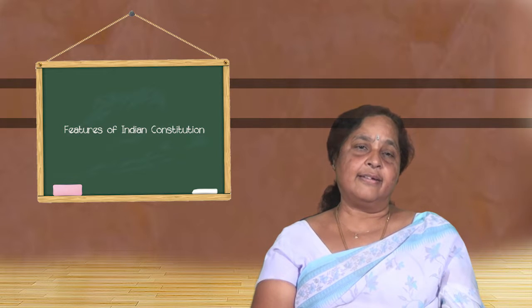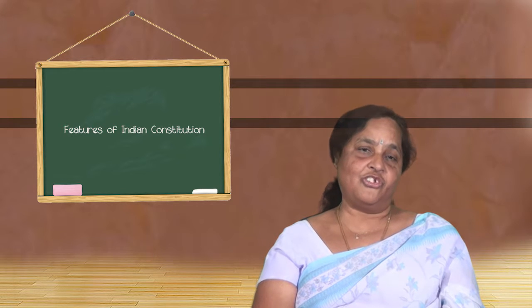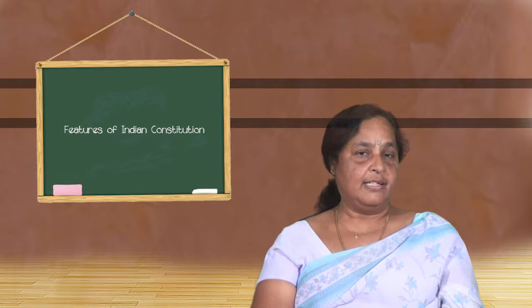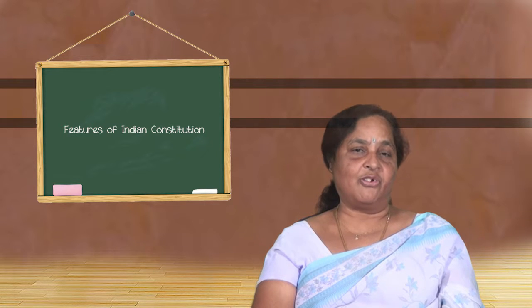At the time of the drafting, our original constitution contained 395 articles. Now we have 22 parts in our constitution and 12 schedules.